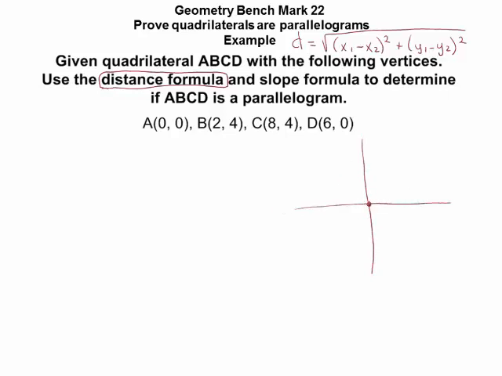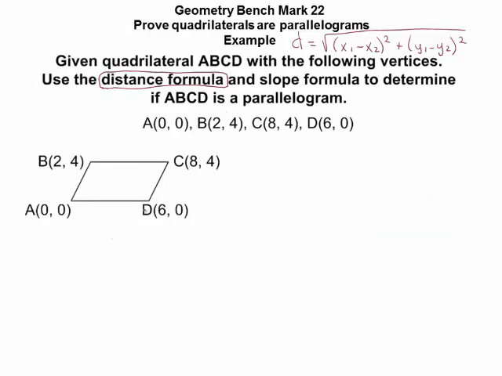Here's point A. Okay, here's A. B is 2, 4. So here's B. C is 8, 4. So here's C. And D is 6, 0. So here's D. Okay. So here's our parallelogram. Actually, I'm going to make that a different color. Okay. So here it is, all nice and pretty.